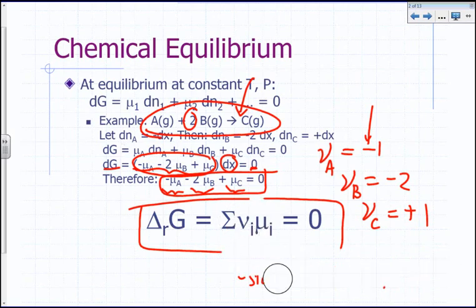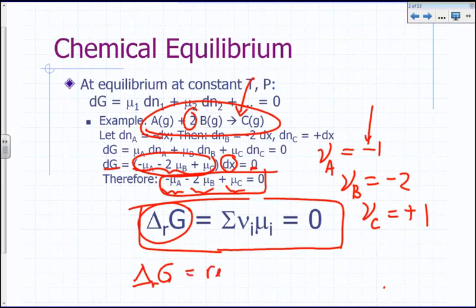When a reaction has reached equilibrium, this condition must be satisfied. We call this expression right here delta G sub R, the change, and this is called the reaction Gibbs energy. All right, let's take a closer look at that expression.